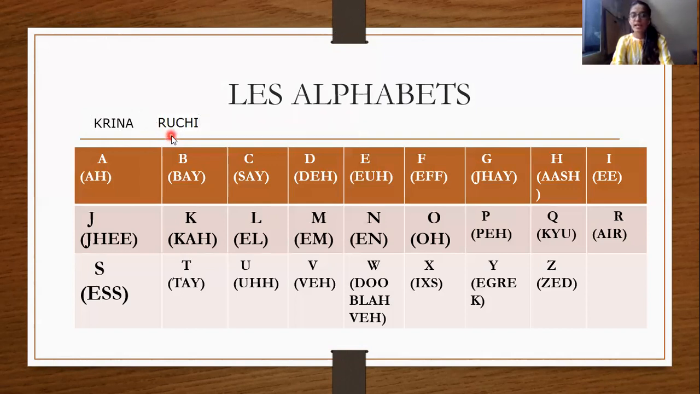So R becomes air, U becomes you. Add C, that is say, to it: air you say. H is ash, so air you say ash. And I is E, so air you say ashi. So your name, Ruchika, in French is air you say ashi. Do you like your French name or do you prefer your English name? Yeah, it's a very interesting name, ma'am.